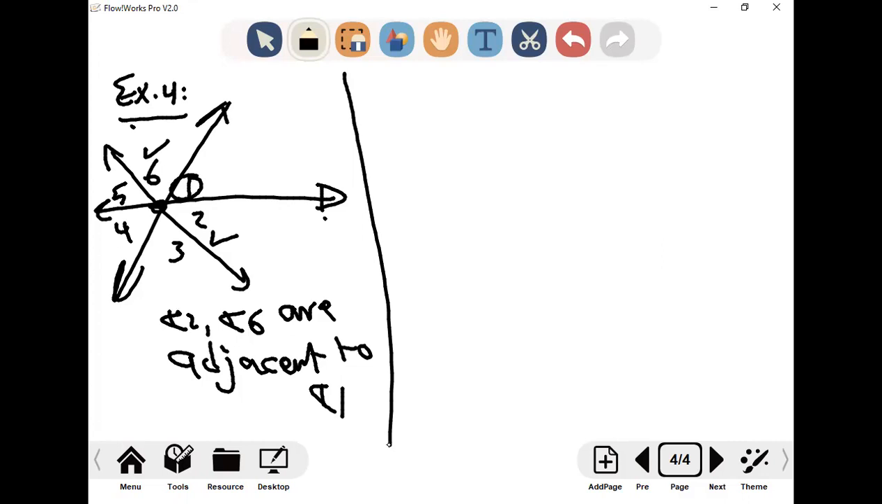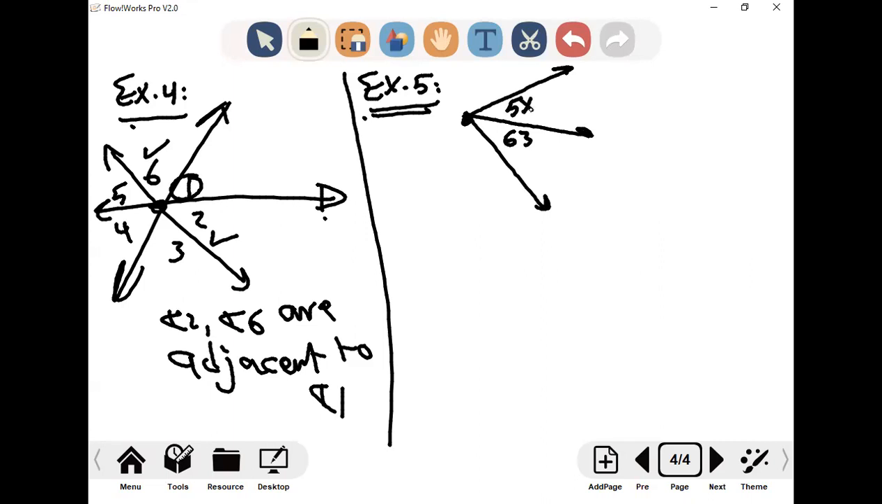Look at example 5 and please focus with me. In example 5, we have this figure. Here 63 degrees, and here 5x degrees, and here D, here B, here A, and here C. And the question says write and solve an equation to find the value of x.